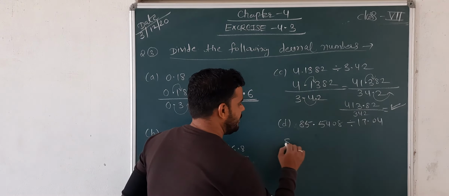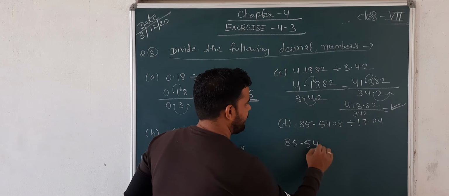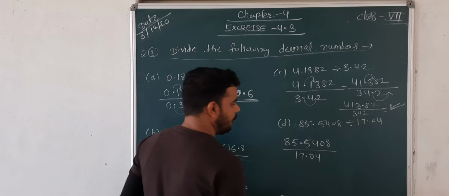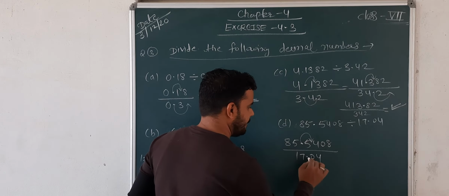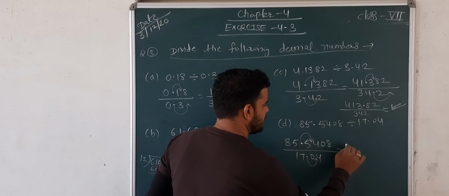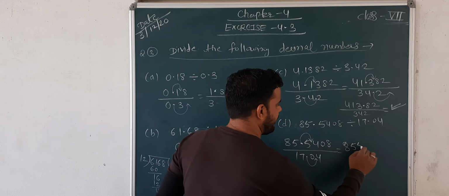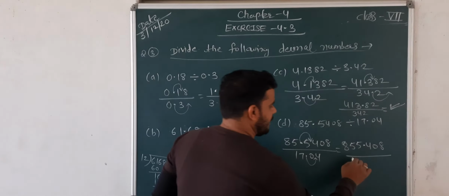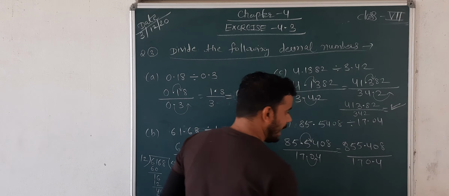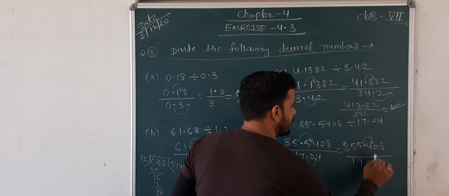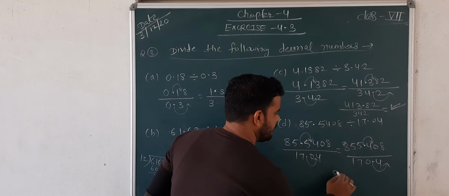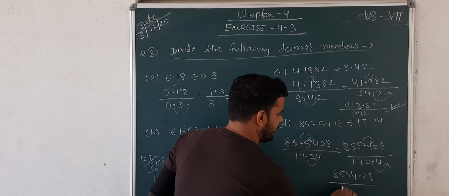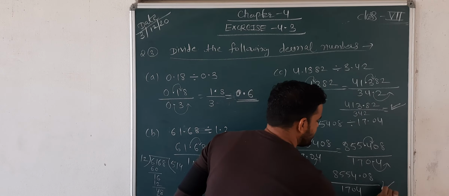Like this only. 85.5408 upon 17.04. One place, then remove the point here and the point will be here. The answer is 855.408 and 170.4. Again one place here. Finally it is 8554.08 and 1704. This is also your homework.